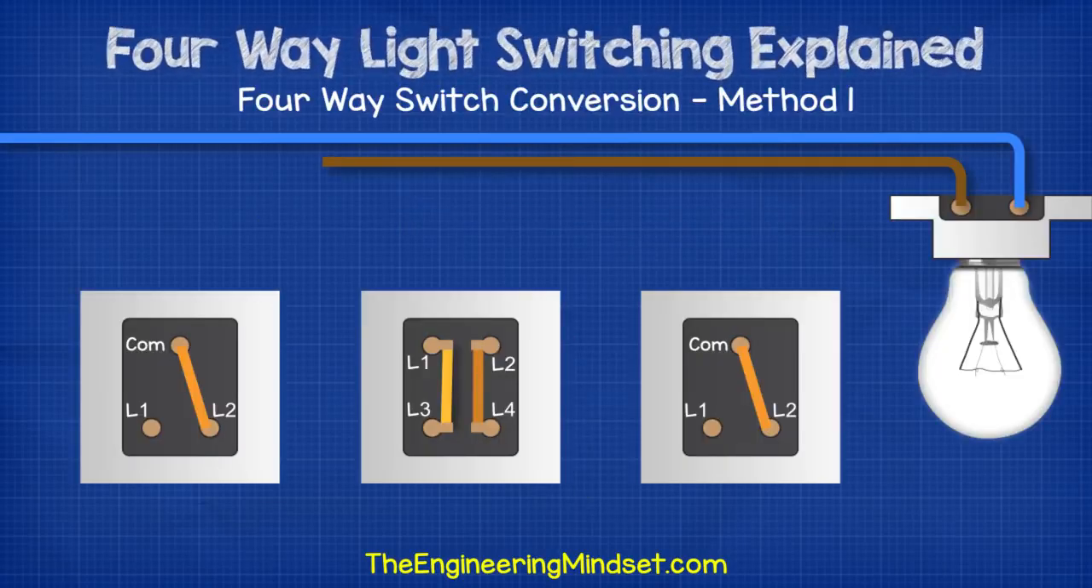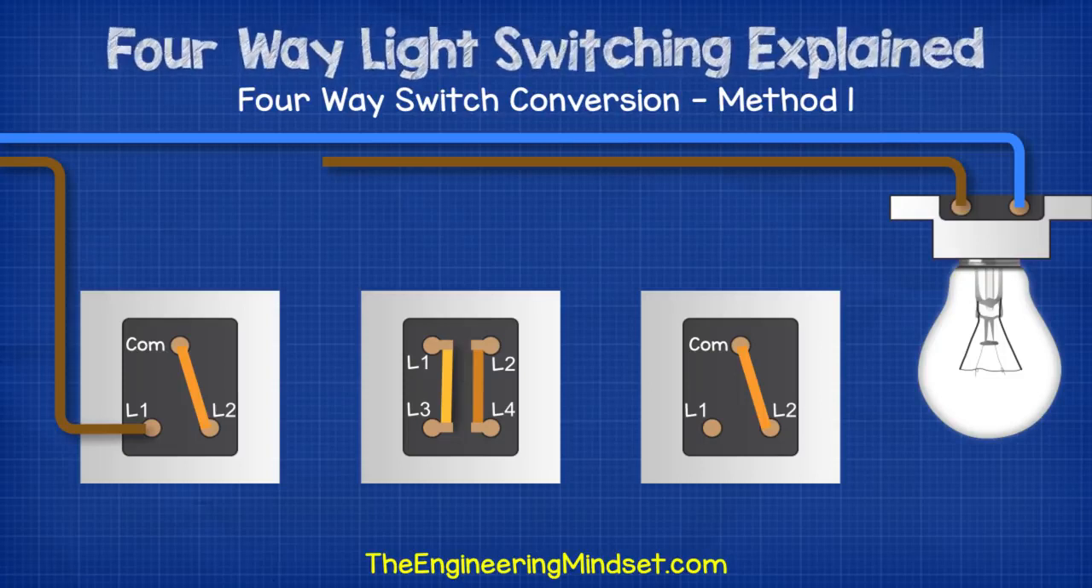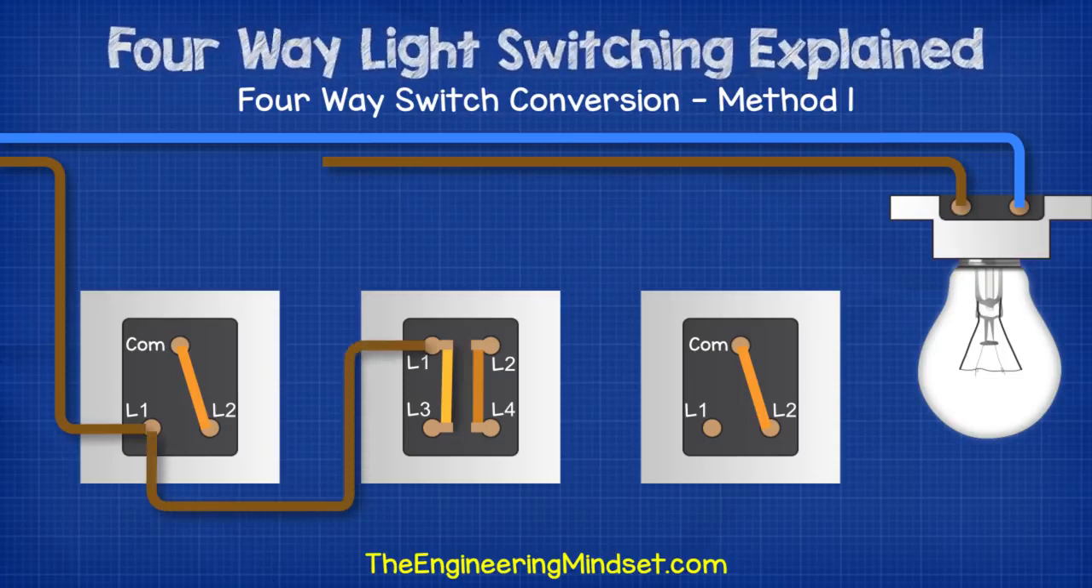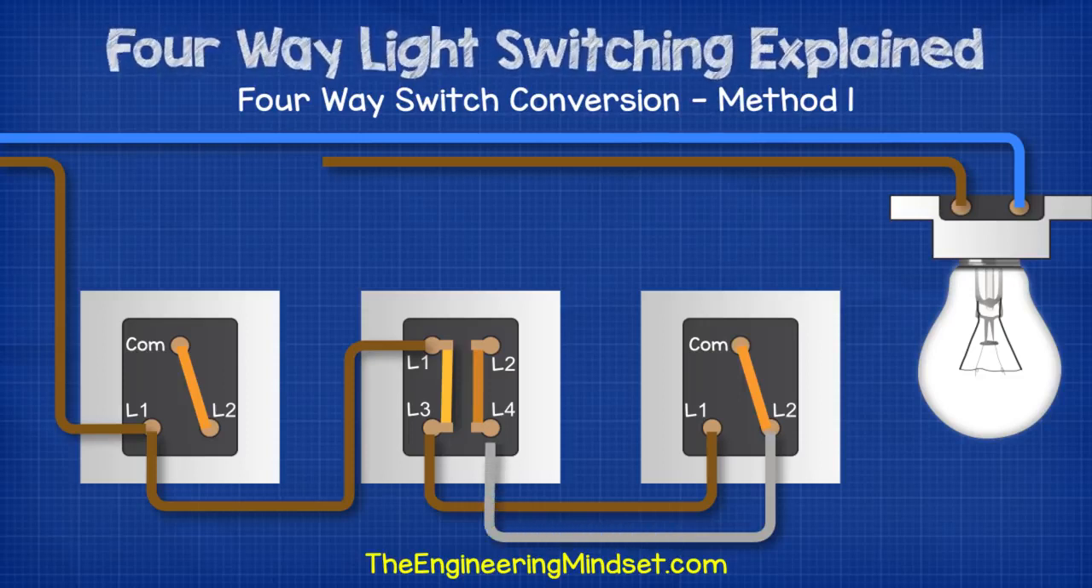This is the second method, which is typical for converting an existing circuit. In this version, we run the live to L1 of switch 1, and then from L1 of switch 1 to L1 of switch 2, then from L3 of switch 2 to L1 of switch 3. We then run a grey wire from L2 of switch 3 to L4 of switch 2. We'll place a brown sleeve on the wires to indicate that this is intermittently live.